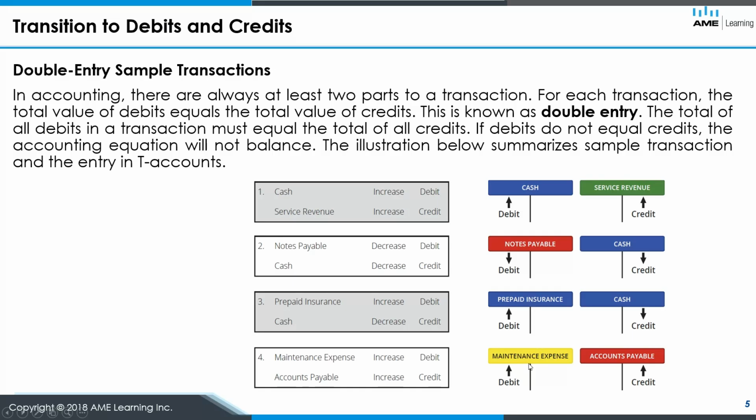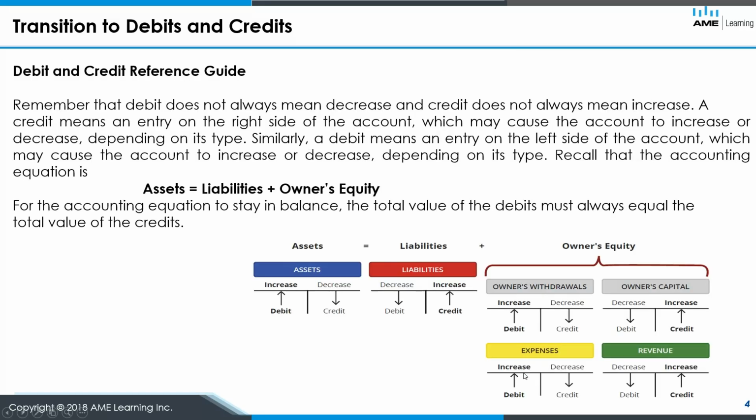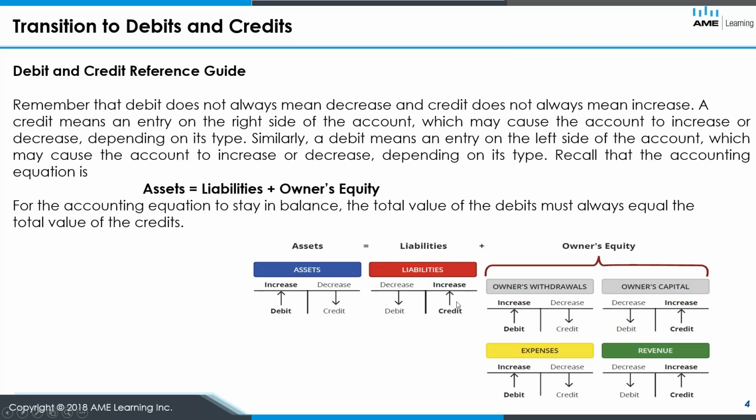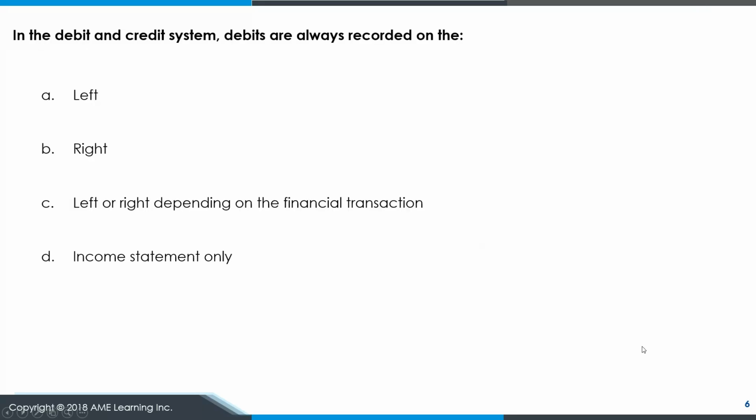insurance. This transaction is showing getting an invoice for maintenance expense. And so we have expense with a debit to increase, again, increase on the debit side, and then an increase to our liability with the accounts payable going up, increases go here. And so it really just comes down to understanding and kind of memorizing this breakdown of debits and credits and left and right. Okay, let's take a quick look at one of our questions here.